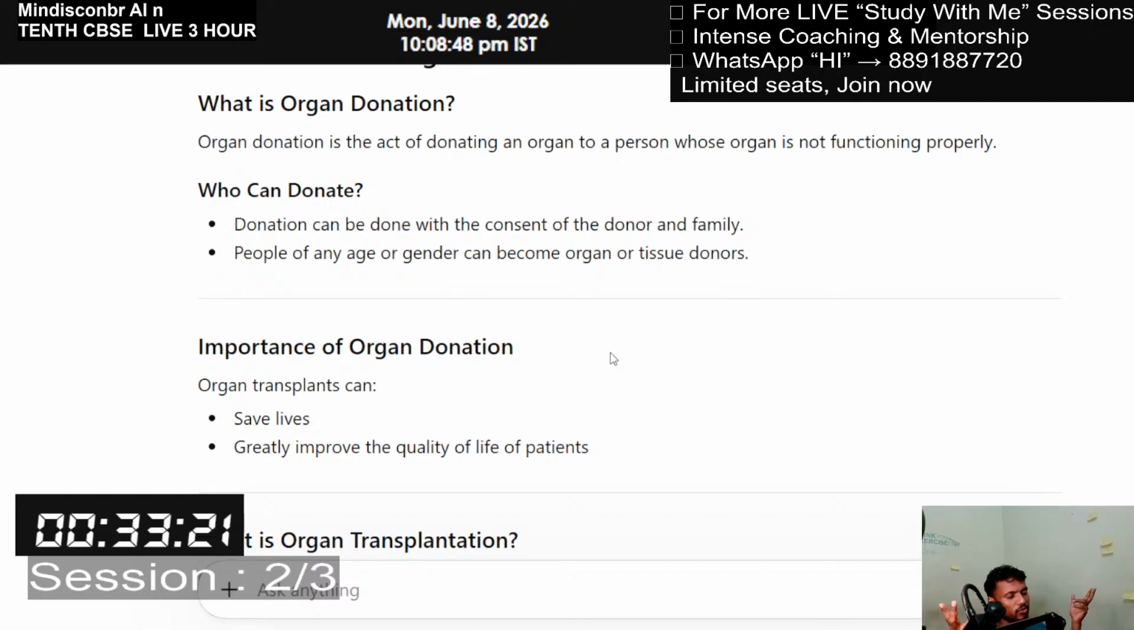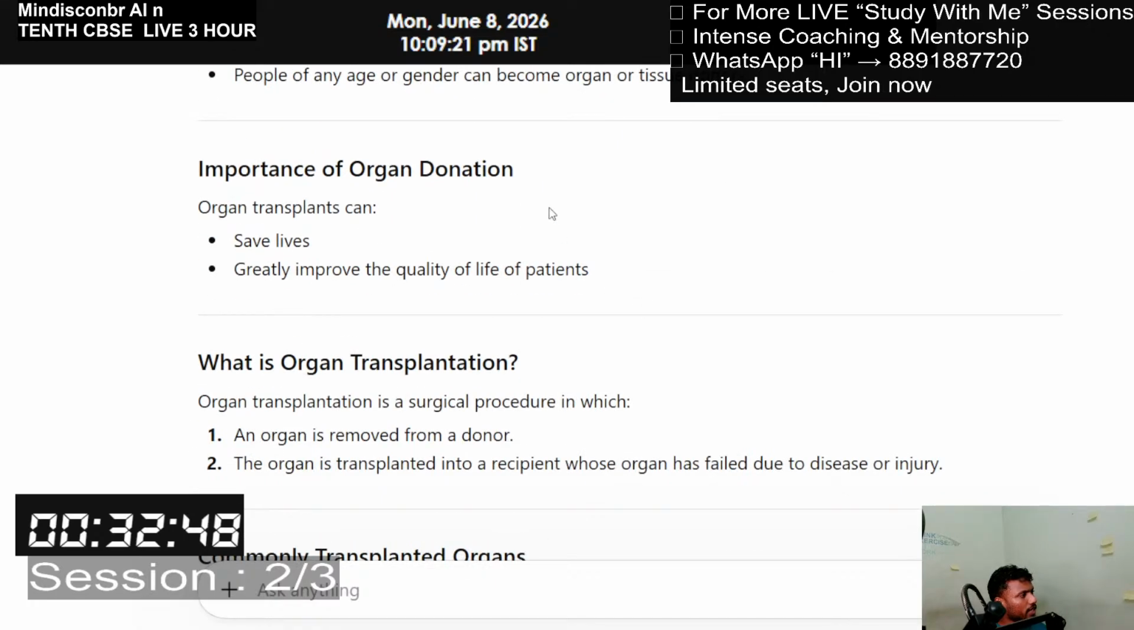And also, for people of any age, there is no restriction of age. The baby may be 1 year, 5 years, the child may be 10 years, or 15, 20, 30, 60; there is no restriction of age for organ donation. And also there is no gender restriction. Any male or female, or transgender person, can donate their organs and tissues. Importance of organ donation. Organ transplants can save lives and greatly improve the quality of life of patients.